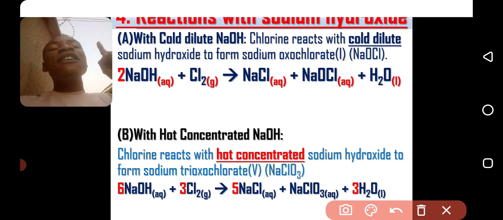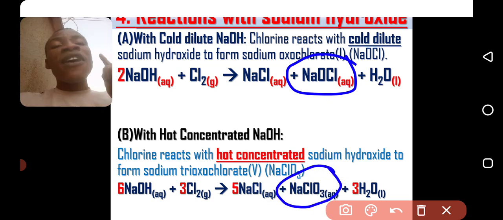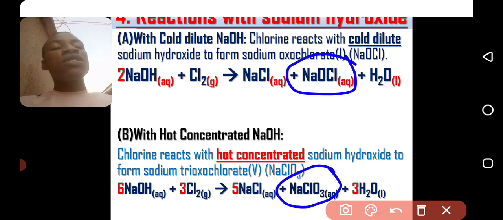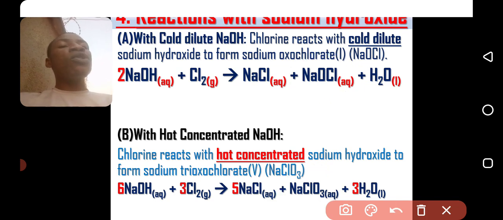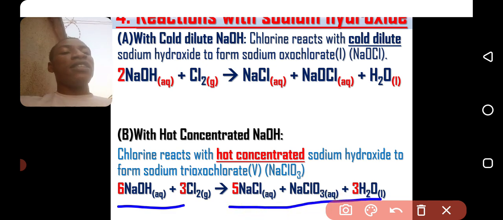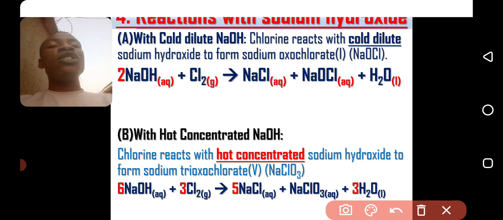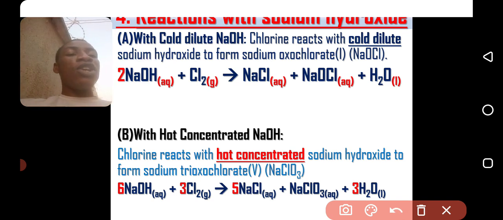So the major difference between the two reactions is in the production of sodium oxochlorate(I) for cold dilute and sodium trioxochlorate(V) for hot concentrated NaOH. So the rest products are the same. Learn the two equations and learn the balancing. I call this 63513, where in this place only 2 for sodium hydroxide is enough to balance the equation.